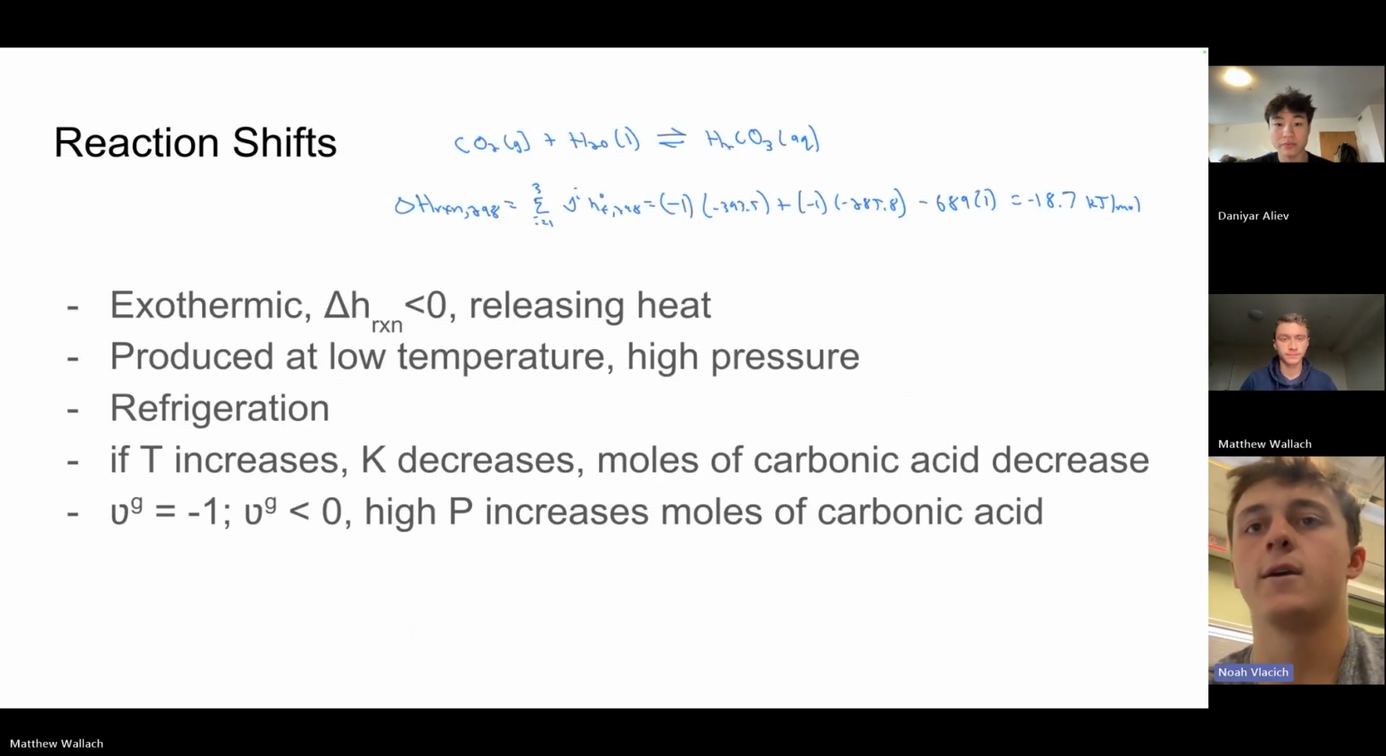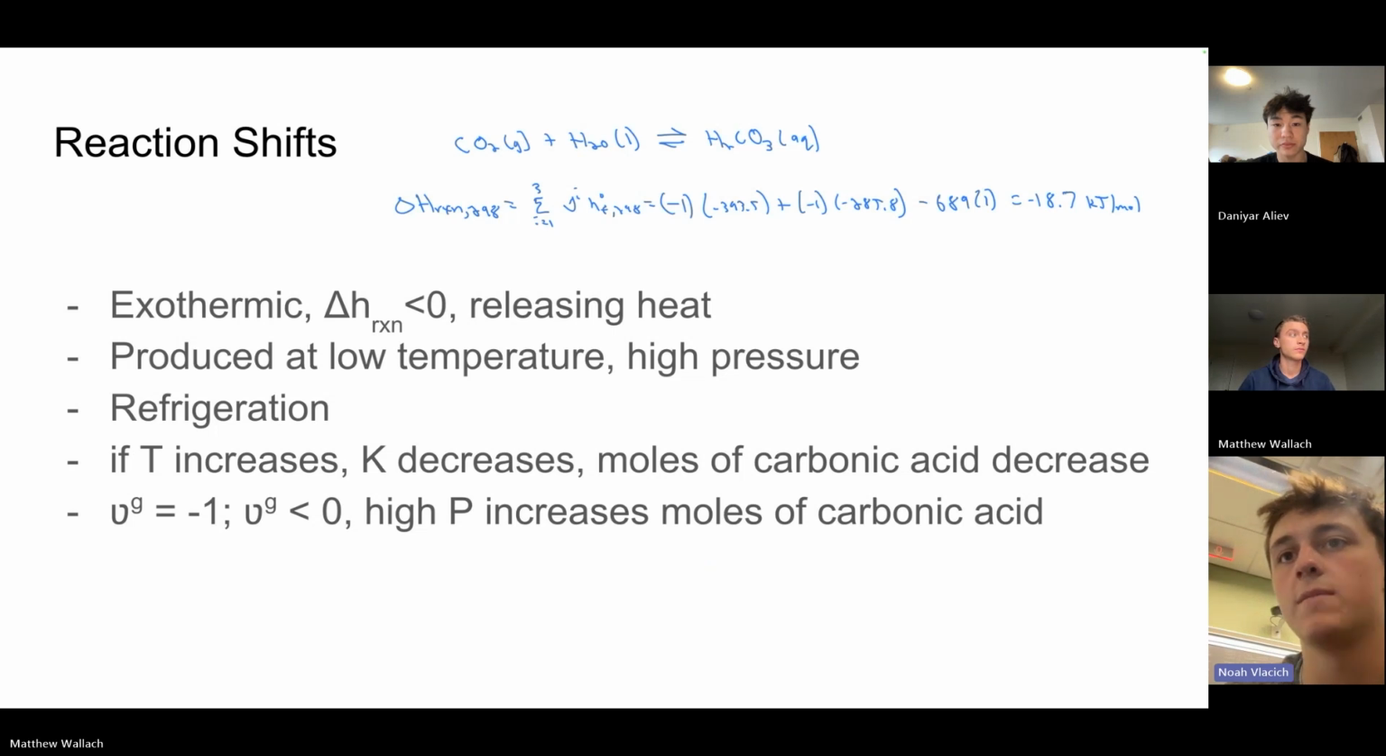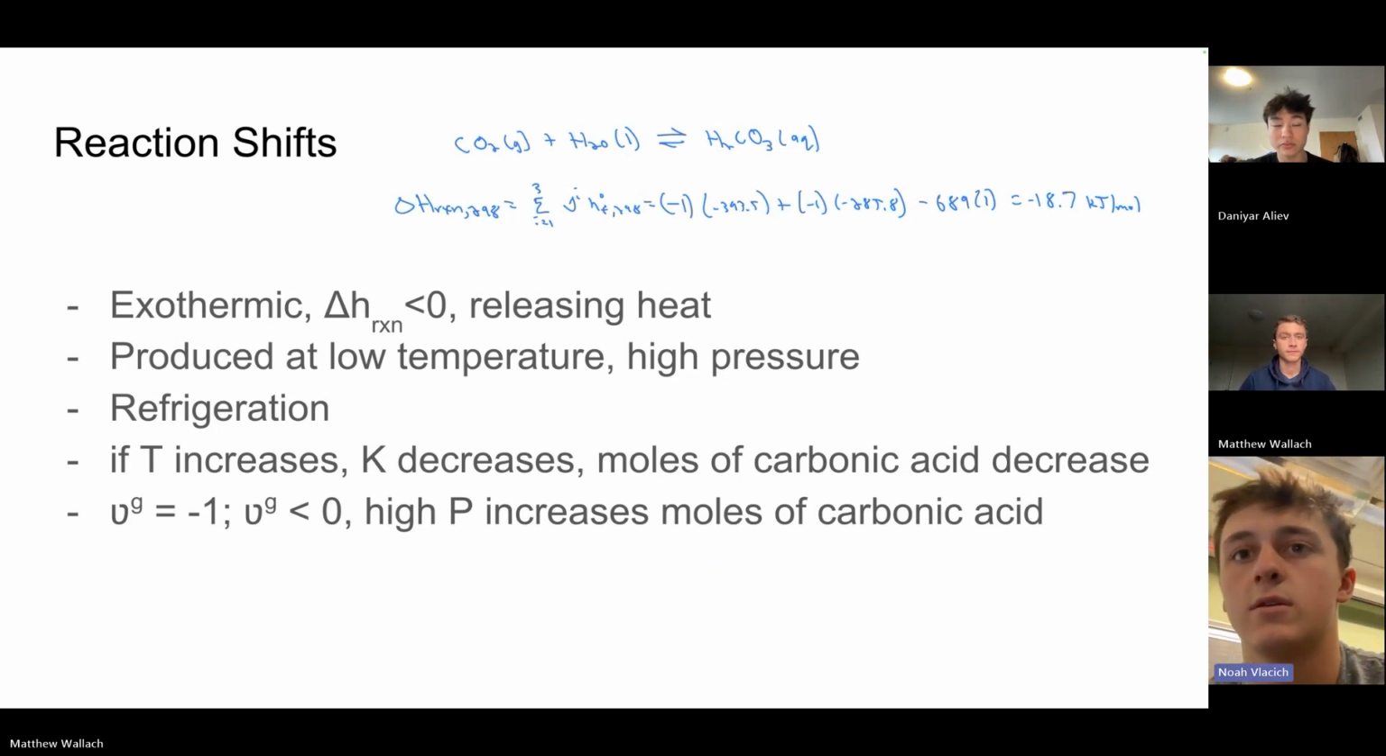So as stated, the reaction is exothermic. The ΔH of the reaction is less than 0, so it's going to be releasing heat. And so the reaction is desired to happen at a low temperature and a high pressure, which is another reason why the cans are refrigerated after. This is because if you increase the temperature, the equilibrium constant will decrease, and then the moles of the carbonic acid, which is the product, will decrease, which is not desired. It goes against what the company is trying to do.